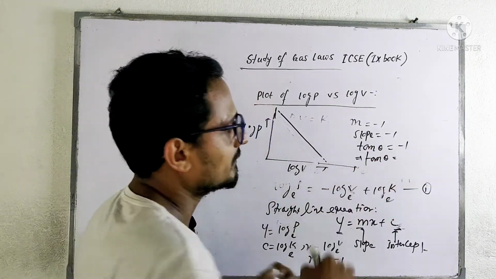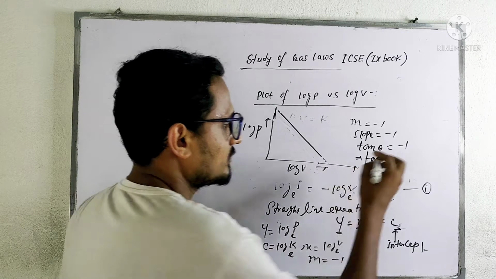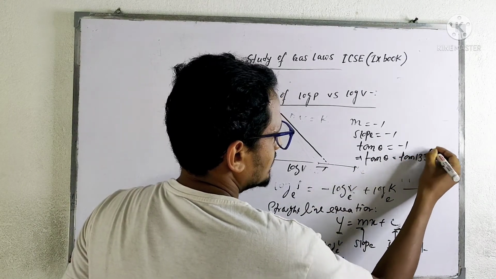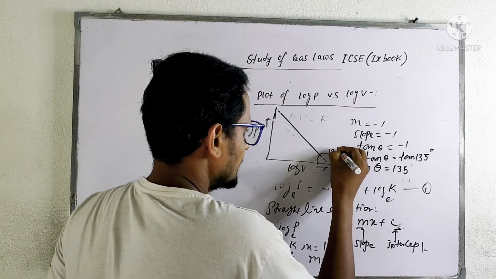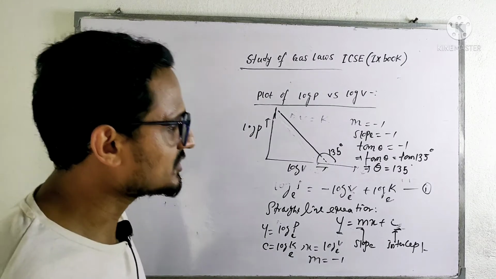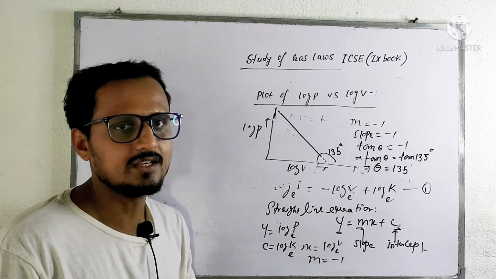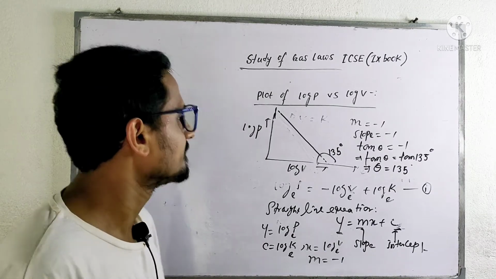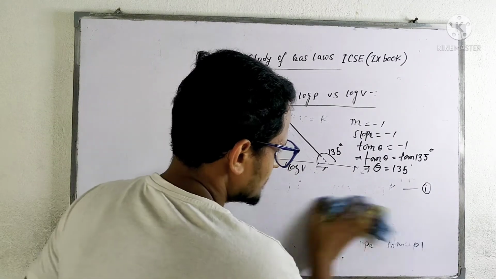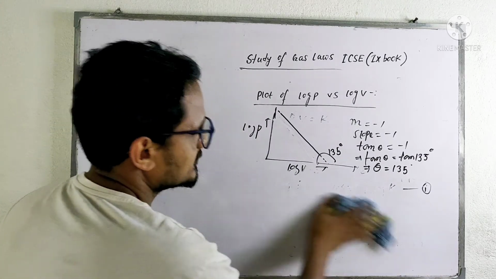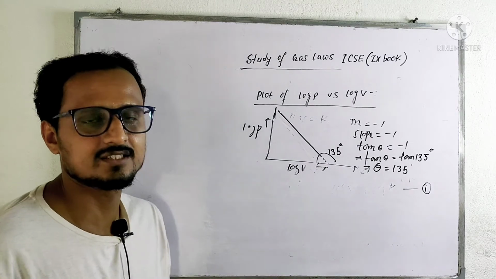Now, what angle of tan gives minus 1? That is tan 135 degree. So theta equal 135 degree. So here the angle should be 135 degree. That's why the curve looks like this. So the nature of the log p versus log v curve is a straight line with negative slope. Okay, done. So we have done the normal discussion under Boyle's law. After finishing Charles' law, we will discuss the numerical problems.